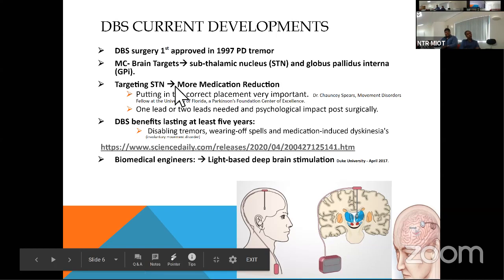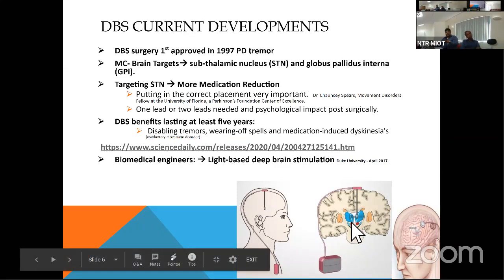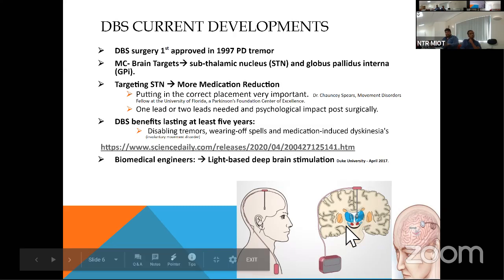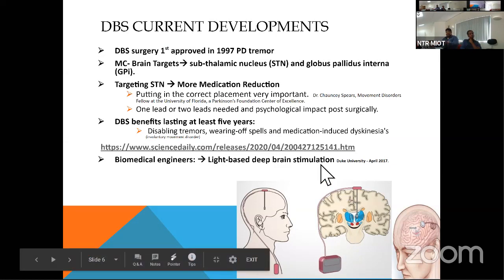And targeting the STN is more important, because if you put the lead in the proper position there, in the STN, or the second point also there, then it will reduce the need for the medications. So it is important to put the leads in the correct placements, and you can put the second lead also right in the subthalamic region, and that will reduce symptoms further if there are more symptomatic problems.